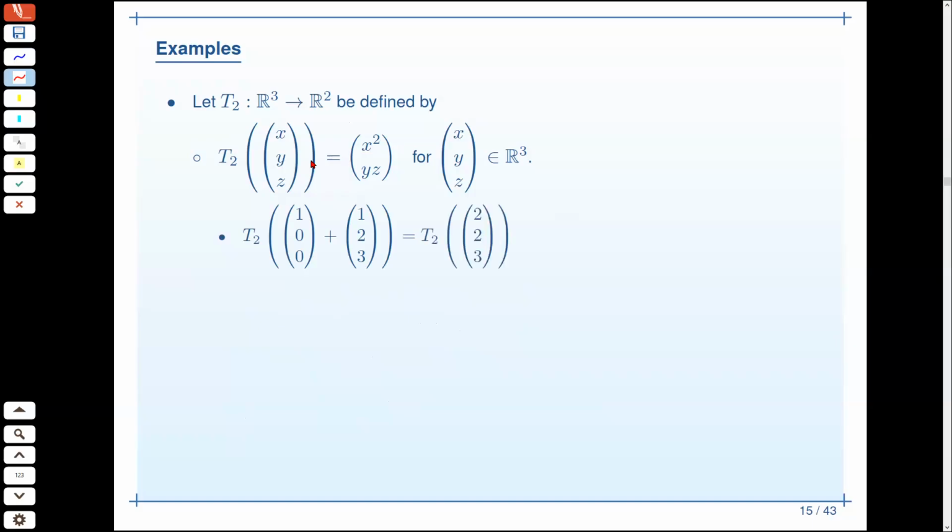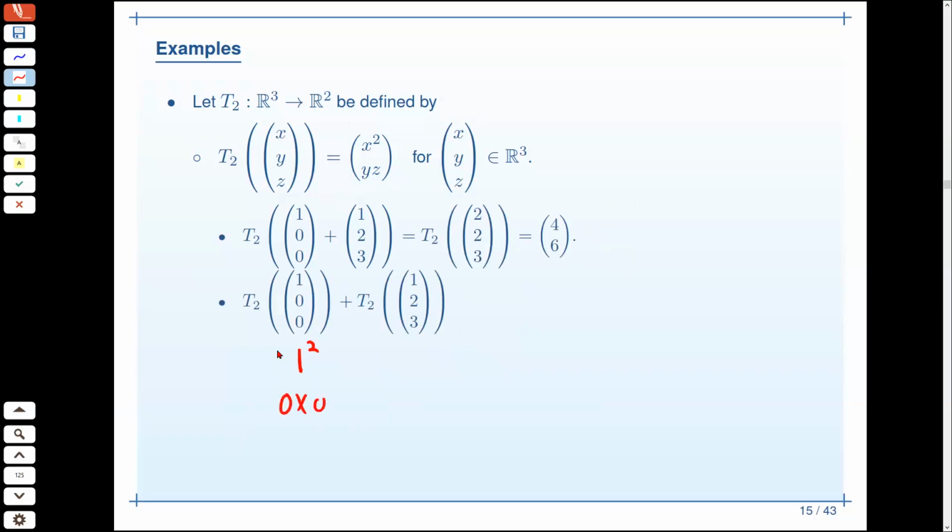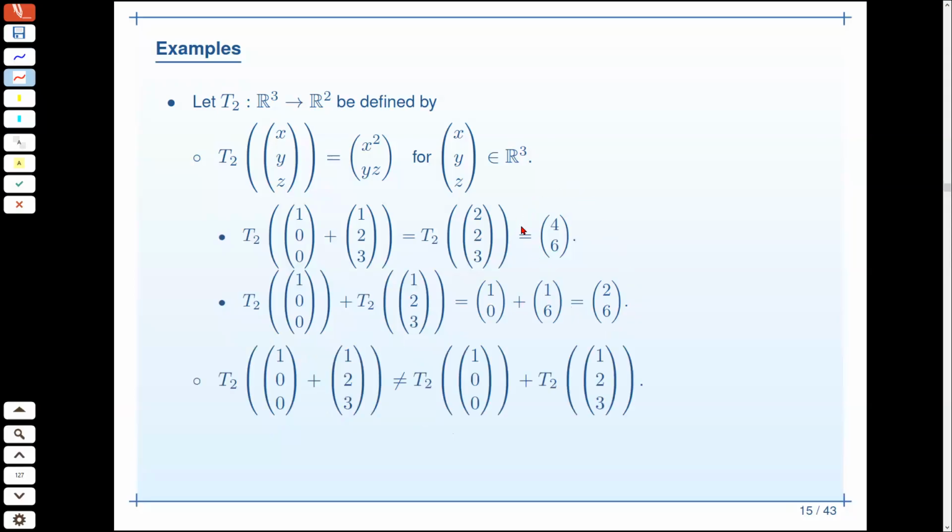So now you evaluate, right? T2 of (2, 2, 3) is 2 squared, then 2 times 3, which is (4, 6). But if you evaluate separately, (1, 0, 0) gives you 1 squared, 0 times 0, and (1, 2, 3) gives you 1 squared, 2 times 3. So it's (1, 0) plus (1, 6), which is (2, 6). Of course, they are different. So therefore, we can conclude that T2 is not a linear transformation.